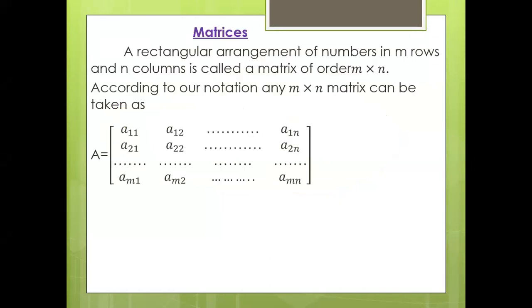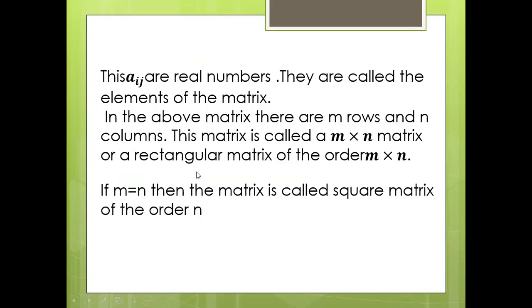Then what is called a matrix? A matrix is a rectangular arrangement of rows and columns. Here, according to our notation, any m cross n matrix can be taken as A equal to a11, a12 to a1n, a21, a22 to a2n, and am1, am2 to amn. These are the elements or the entries of the matrix A. All aij's are real numbers, then they are called the elements. These are called the elements of the matrix.